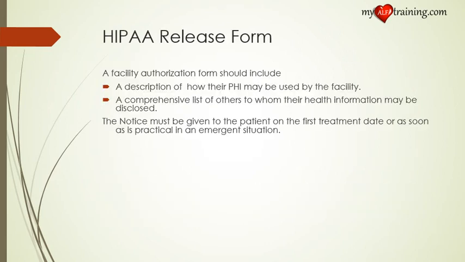HIPAA release form. A facility authorization form should include 1, a description of how their PHI may be used by the facility, and 2, a comprehensive list of others to whom their healthcare information may be disclosed. The notice must be given to the patient on the first treatment date or as soon as is practical in an emergency situation.